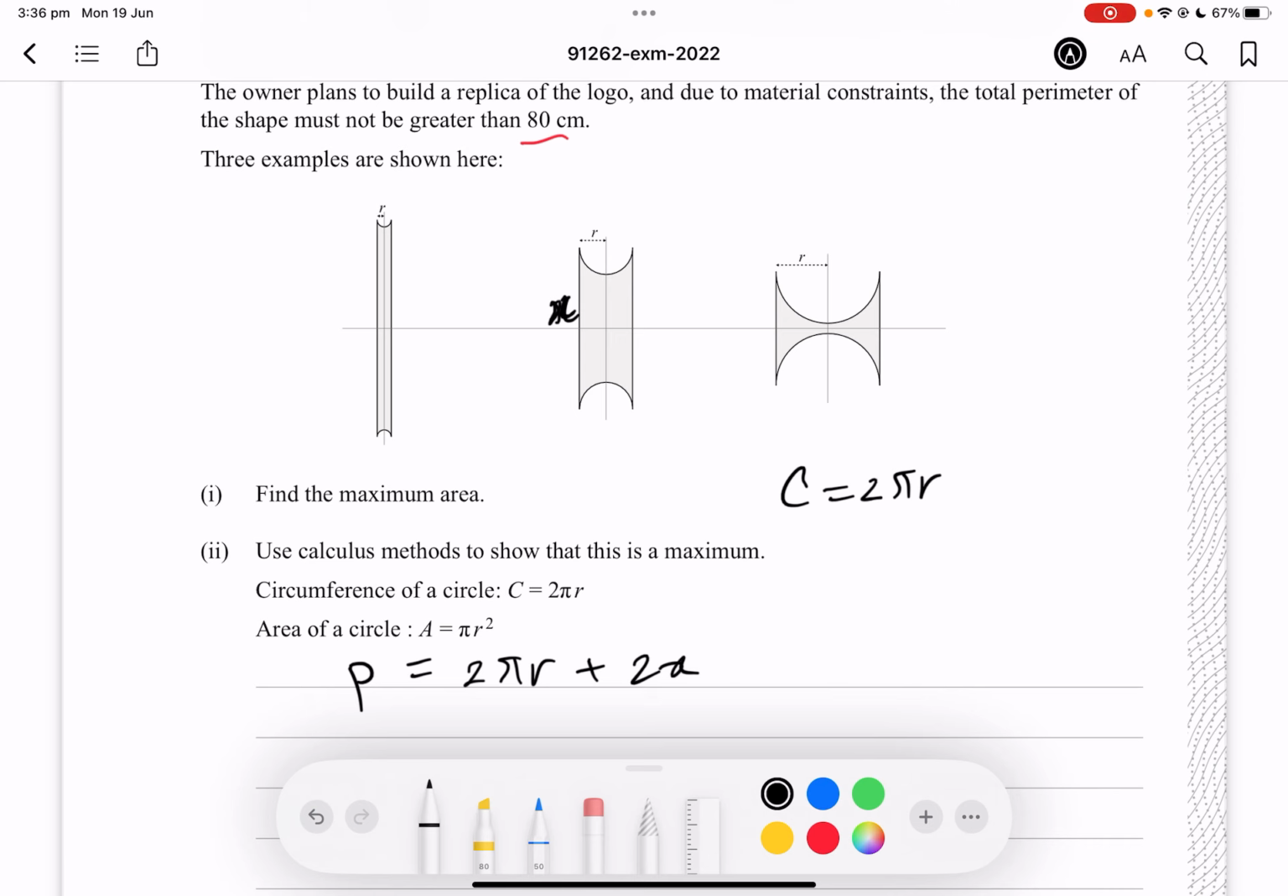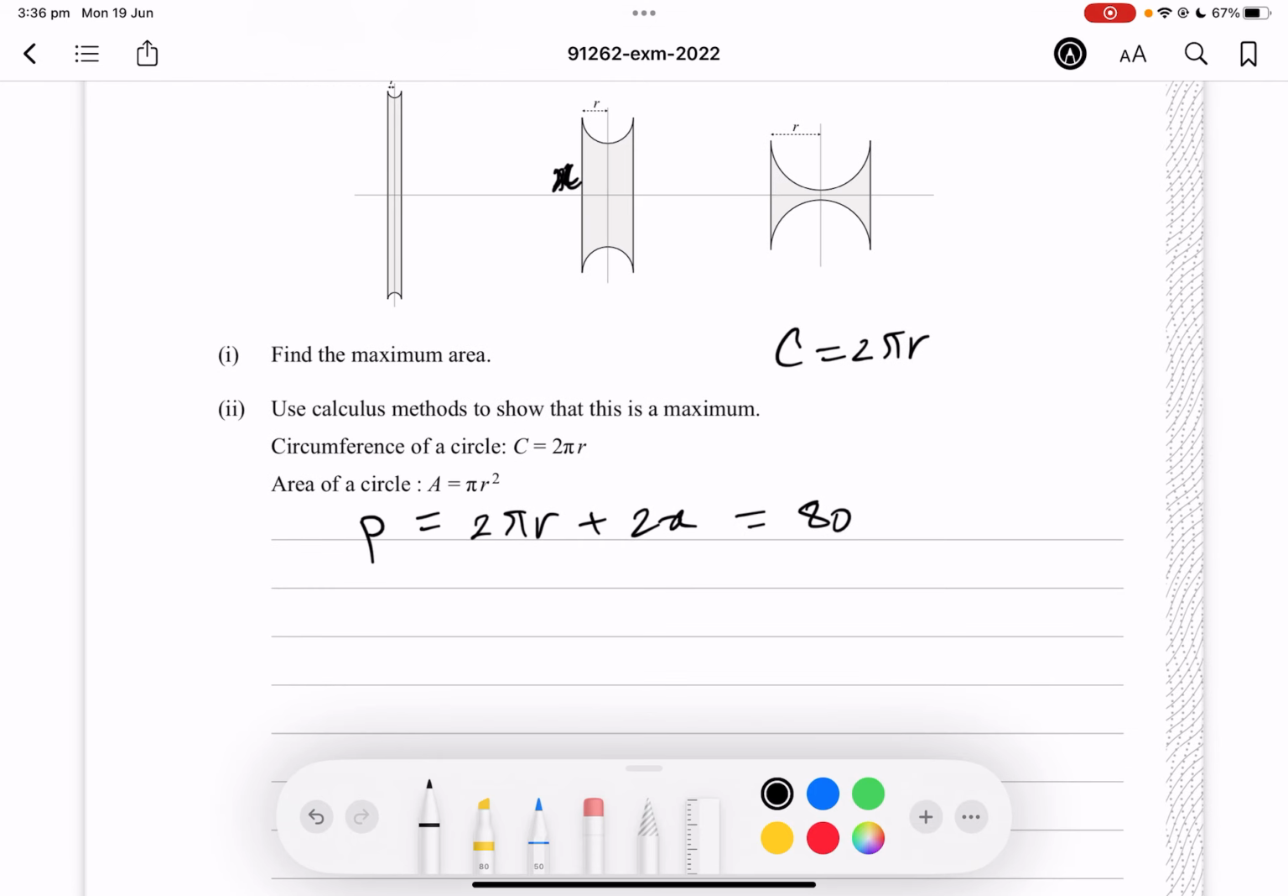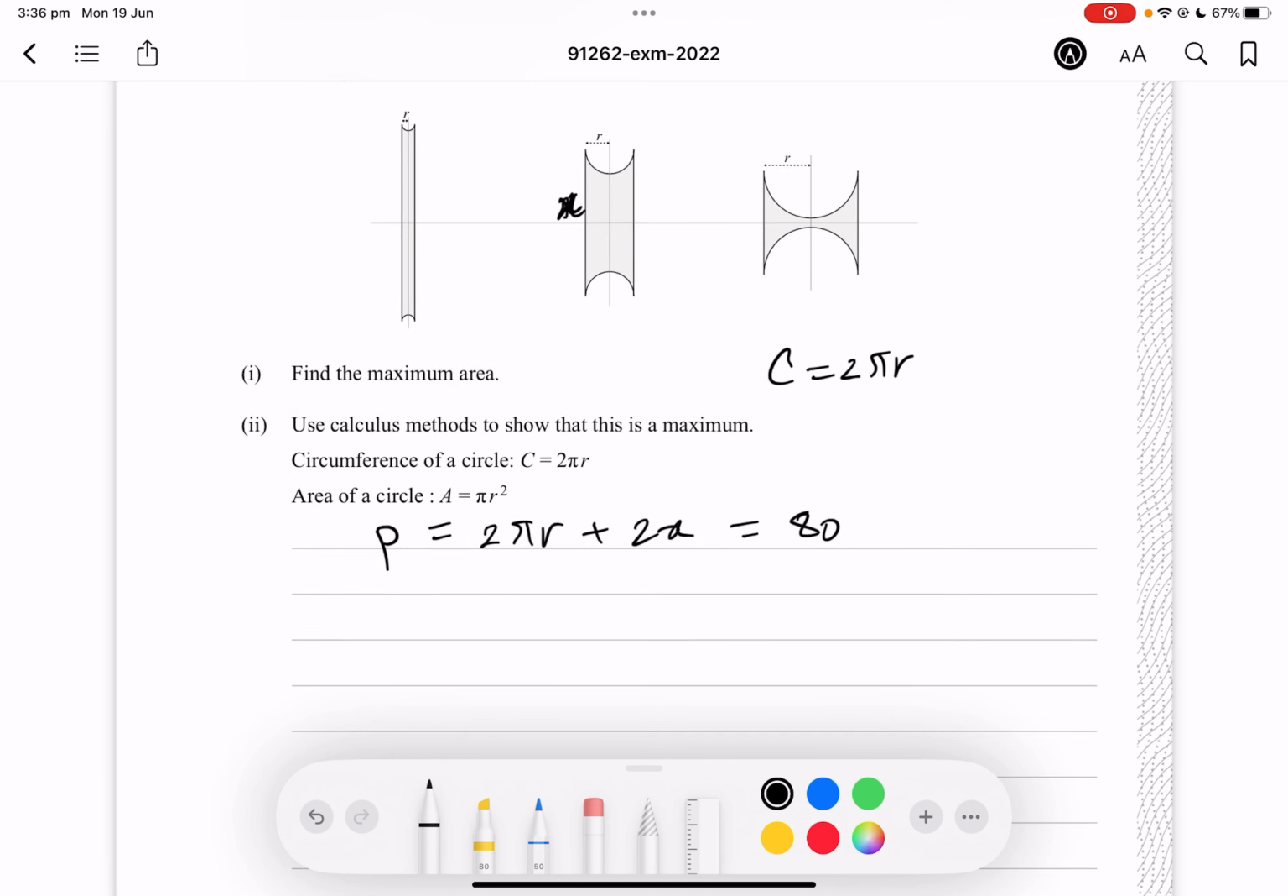It's equal to 2 pi r plus 2x, and in this case the perimeter is equal to the constraint, which is 80. So we have 2 pi r plus 2x equals 80, and now we can try to find an expression for the area of the logo. So the area of the logo, we notice, is just going to be the entire rectangle, so we're going to have some area equal to the rectangle.